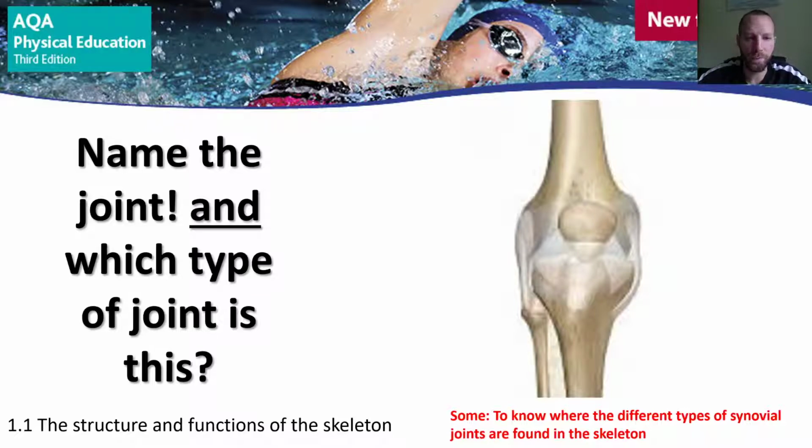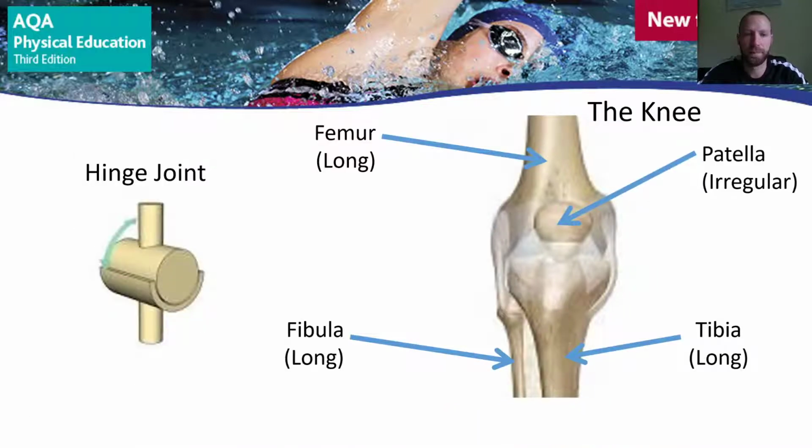So moving on, what joint is this, and what type of joint is it? I'll let you pause it, have a guess. What do we think it is? It's the knee, and it is a hinge joint. So here you can see the patella at the front, the femur at the top here, and then you've got your tibia and your fibula, two bones.